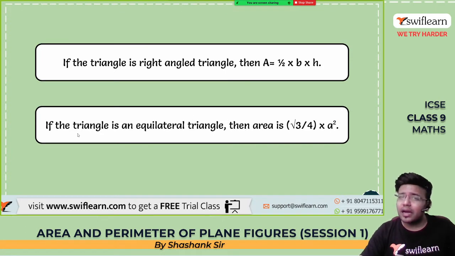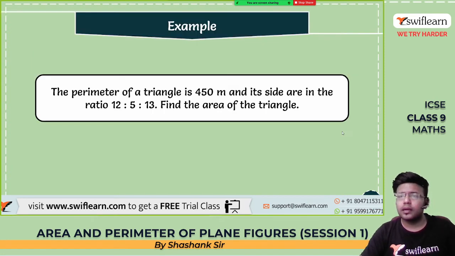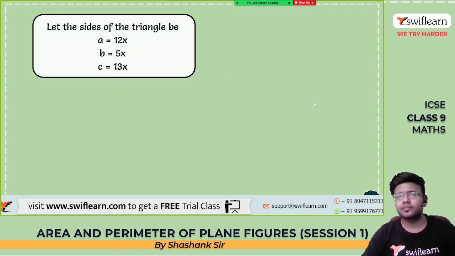And area of an equilateral triangle is given by square root 3 by 4 a square. Yes, now let's solve this example. The perimeter of a triangle is 450 meter. Its sides are in the ratio of 12:5:13. Find the area of the triangle.